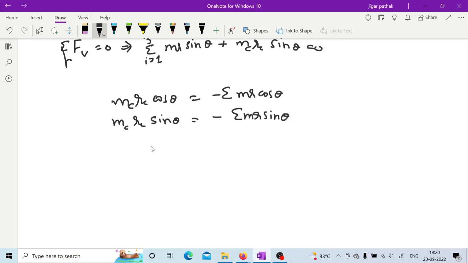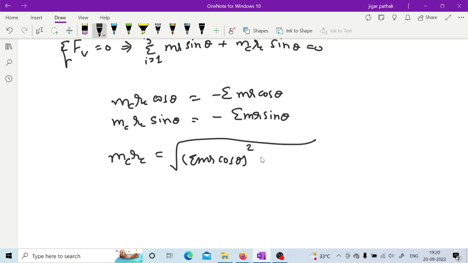Right, so once you have this data with you, you can square and sum the above two equations in order to get the magnitude of this mcrc. Right, sigma mr cos theta square plus sigma mr sin theta square. Here, as we received this mcrc previously in the graphical method, here also you will get the value of mcrc, right? And that theta was directly available from the graphical method.